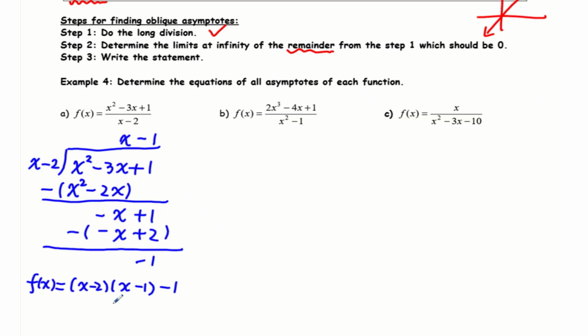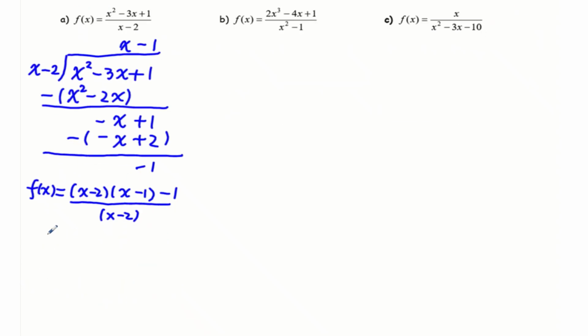So this is the dividend divided by x minus 2. Then we could write it as the quotient plus the remainder divided by the divisor. You don't need to write this step. So this is what f of x equals.